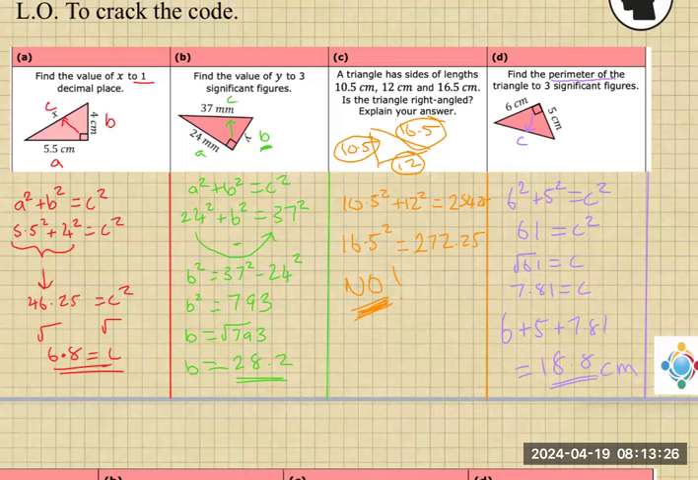So 4 different types of questions there. The first one was just using Pythagoras to find the hypotenuse. The second one was for the shorter side. The third one was just testing, do you have a right angle triangle? And then the last one was actually working out the perimeter of a shape.